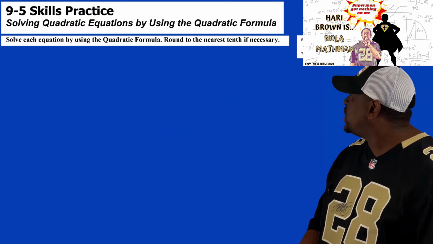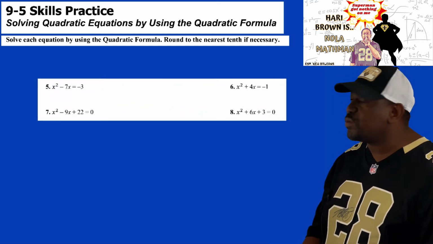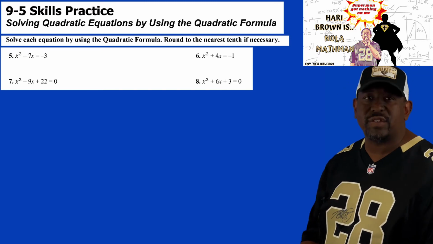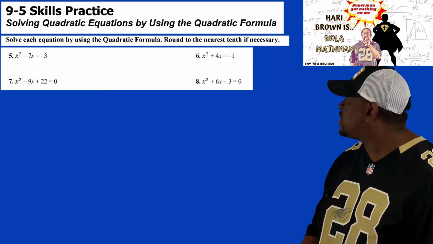So next we get another group of problems here. We want to expand it there. And we have 5 through 8, so let's see what the NOLA MATHMAN does next.